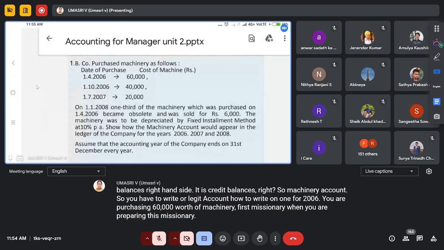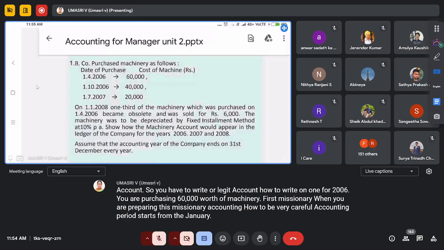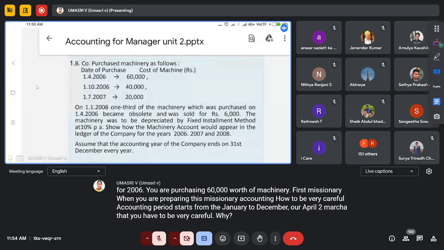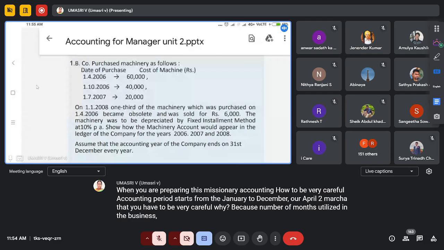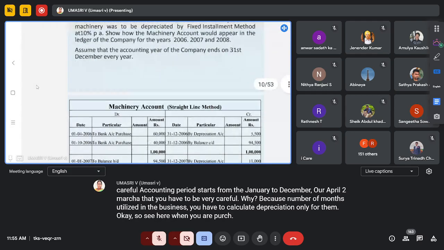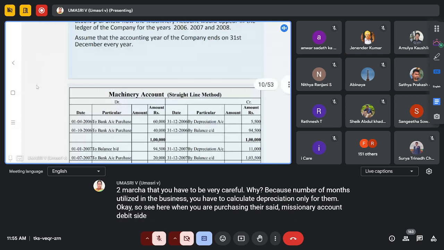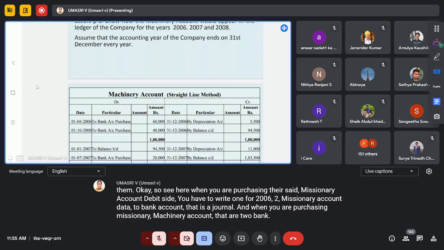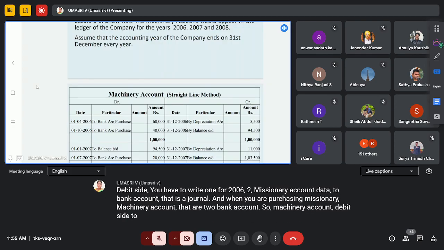When you are preparing this machinery account, you have to be very careful. The accounting period starts from January to December or April to March. You have to be careful because you calculate depreciation only for the number of months utilized in the business. So when you are purchasing the asset, on the machinery account debit side you write 1/4/2006 machinery account debit to bank account. That is the journal entry. So machinery account debit, 60,000 to bank account, for the first machinery you have purchased.